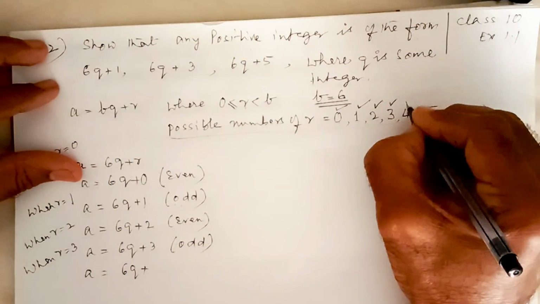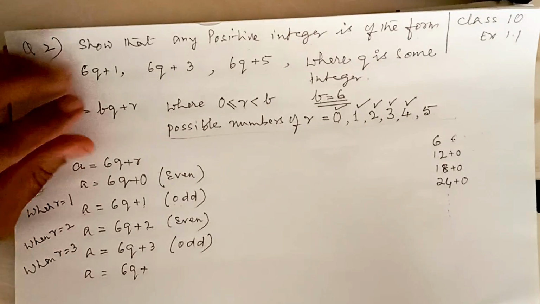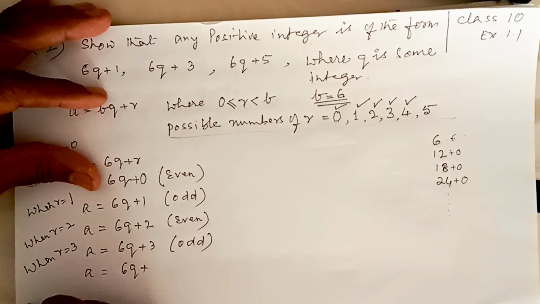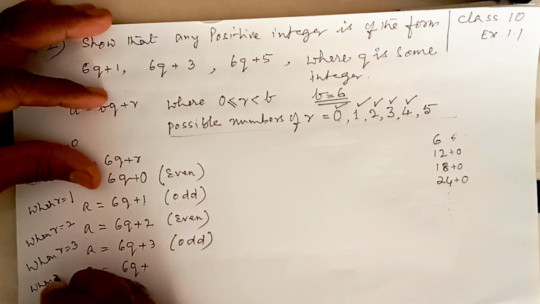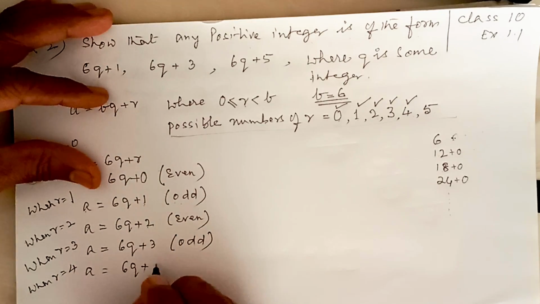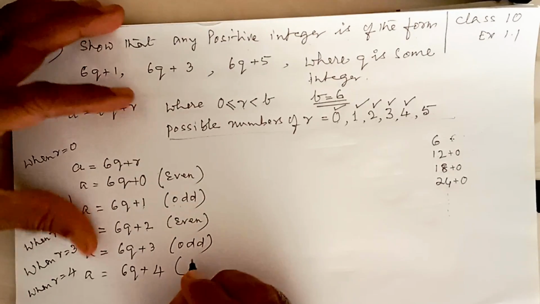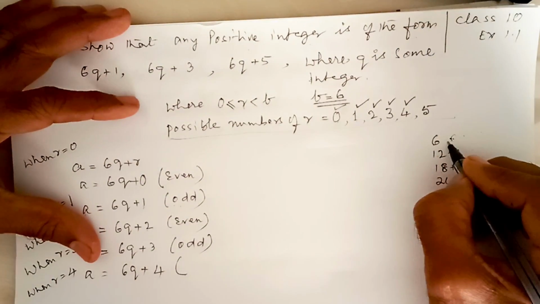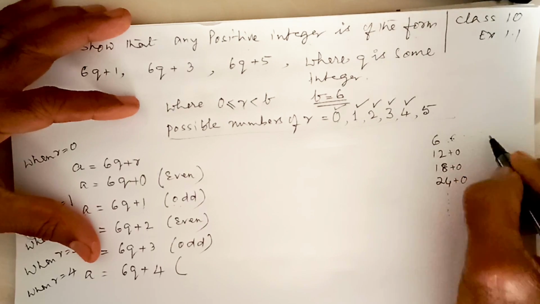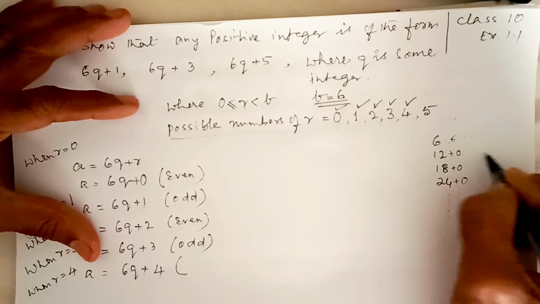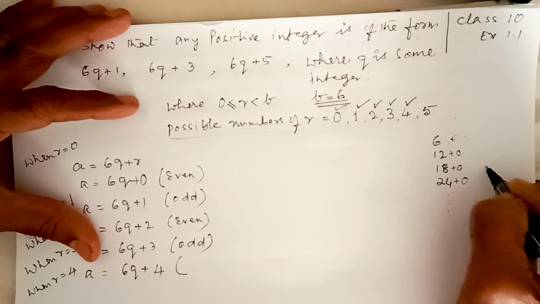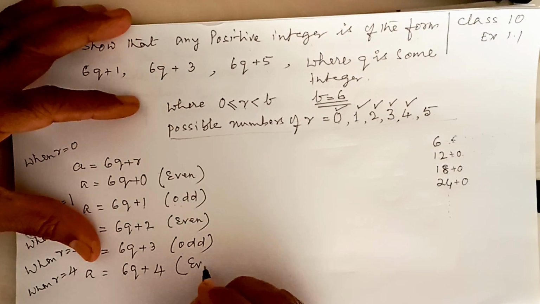When we go for the fourth, taking the odd value as fourth, when r is equal to 4, you can understand 6 plus 4 is 10, even number. 12 plus 4 is 16, even number. 18 plus 6, 24, even number. So you get all even numbers.